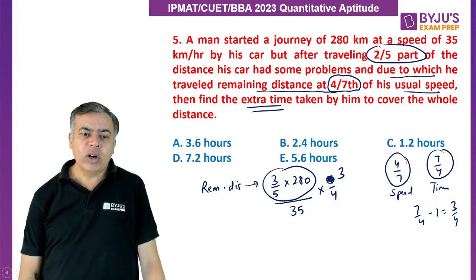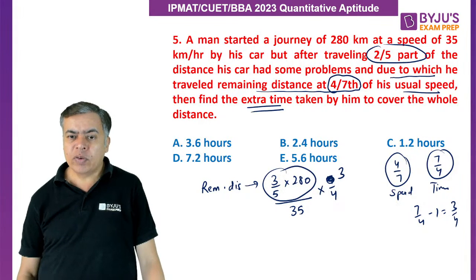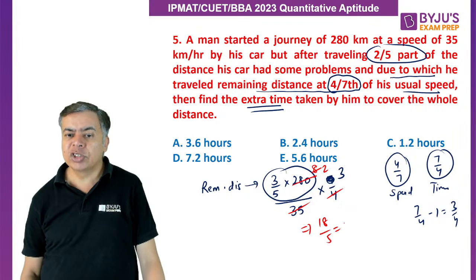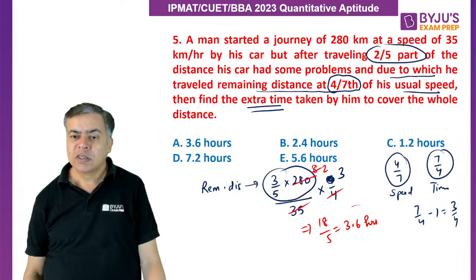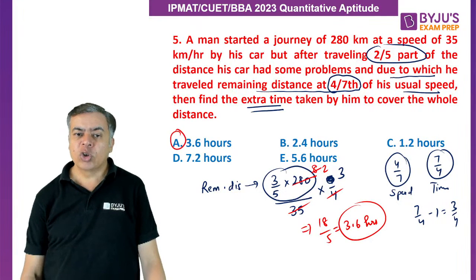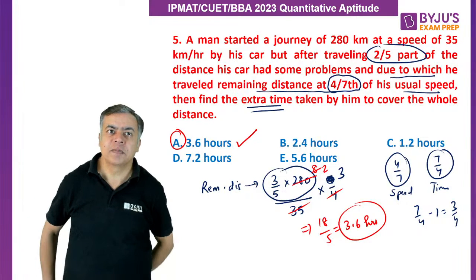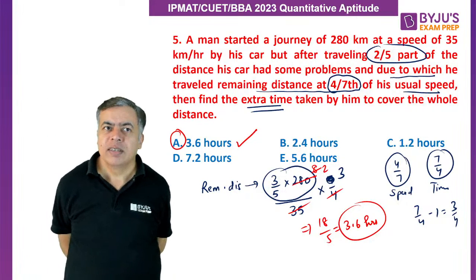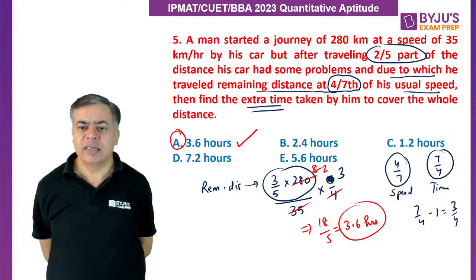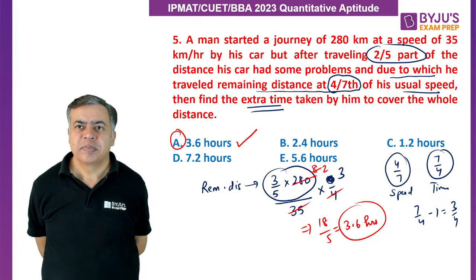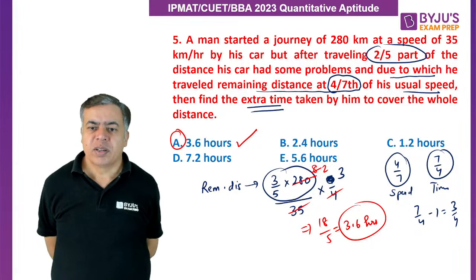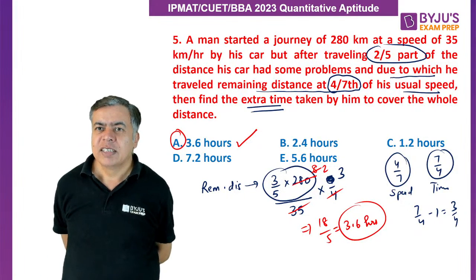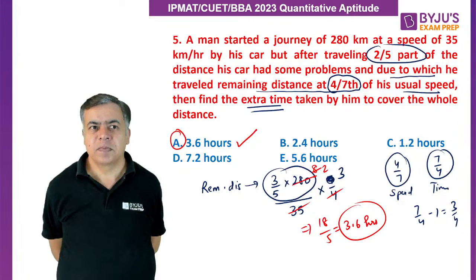So if I'm calculating the extra time, now what will this be? 35 into 8, 4 into 2. So this becomes 3 into 3, 9 into 2, 18 by 5 hours, which is 3.6 hours. This is the extra time. So A option should be the correct answer. A option is the correct answer.